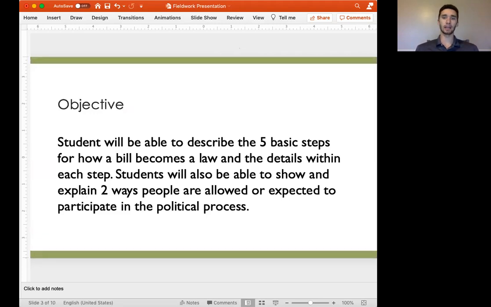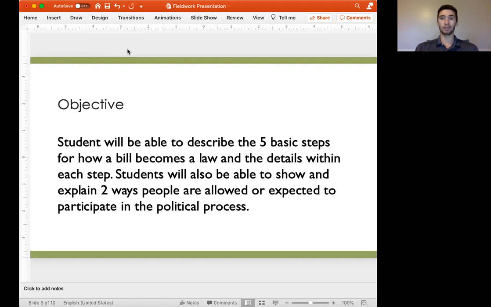And then the daily objective, this is the big thing that I really want you to focus on. This is that all of you will be able to describe the 5 basic steps for how a bill becomes a law, which is what I mentioned, making it a broader picture rather than memorizing such an in-depth process. And then you'll also be able to show and explain 2 ways people are allowed or expected to participate in the political process, which we'll get into the difference between ways that we're expected to participate and ways that we're allowed to.